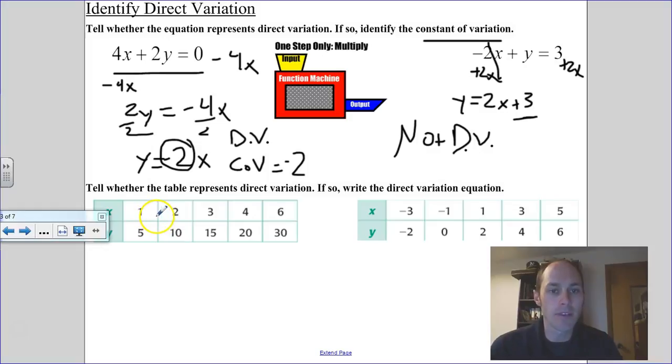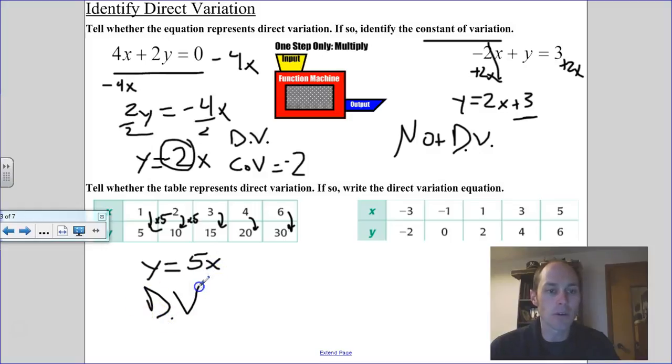Okay, if we have a table of values, well, can we tell if it's direct variation? Does each x vary directly with y? 1 to 5, 2 to 10, 3 to 15, 4 to 20, 6 to 30. Well, it appears to me that it's multiplying by 5 each time. And that's all there is. So we would say that y equals x times 5, or 5x. And we'd say, yes, that is direct variation because all we're doing is multiplying each time.